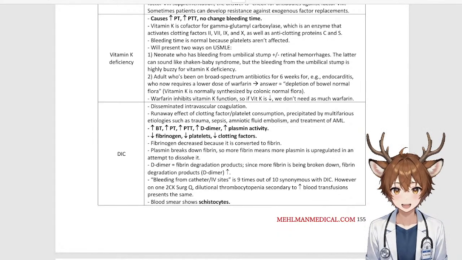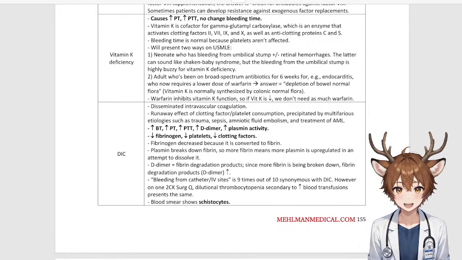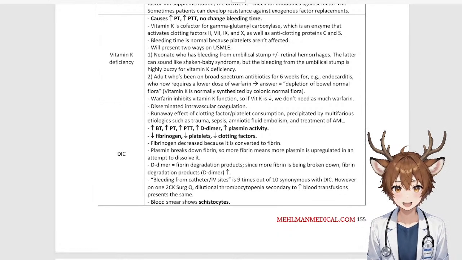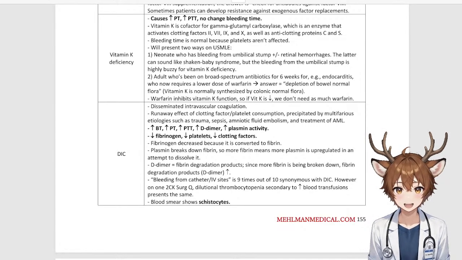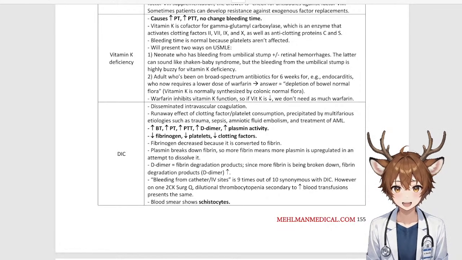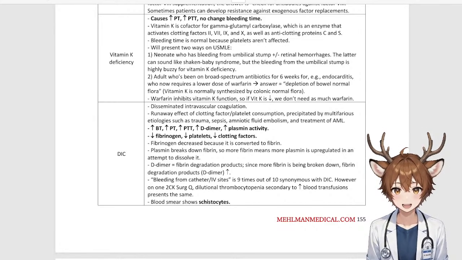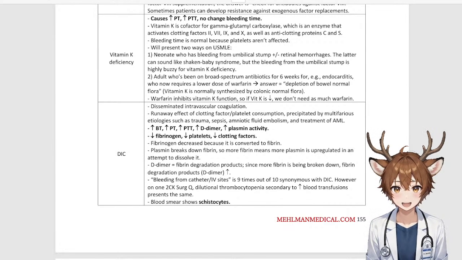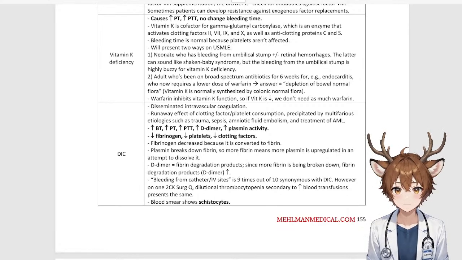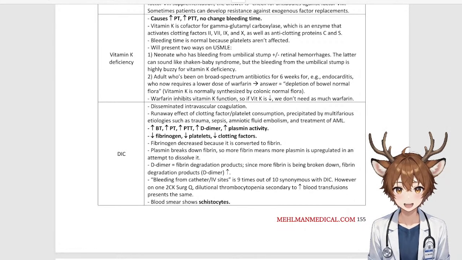Vitamin K deficiency causes an elevation in PT and PTT, and no changes in bleeding time. Vitamin K is a cofactor for gamma-glutamyl carboxylase, which is an enzyme that activates clotting factors 2, 7, 9, and 10, as well as anti-clotting proteins C and S. Bleeding time is normal because the platelets are not affected.